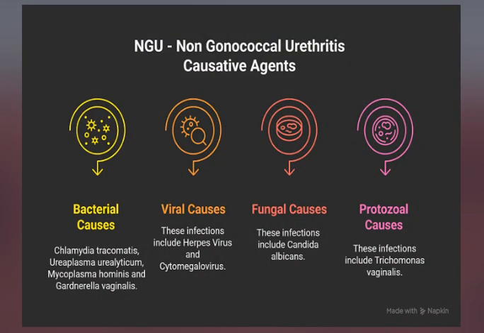Finally, non-gonococcal urethritis, or NGU, is caused by a variety of agents beyond Neisseria gonorrhoeae. Bacterial causes include Chlamydia trachomatis and others, while viral agents like herpes and cytomegalovirus also contribute. Fungal infections like Candida albicans and protozoal infections such as Trichomonas vaginalis are involved too. Knowing these helps tailor diagnosis and treatment beyond gonorrhea.